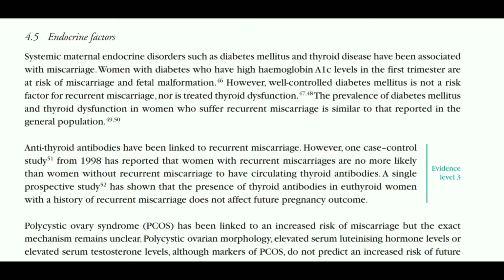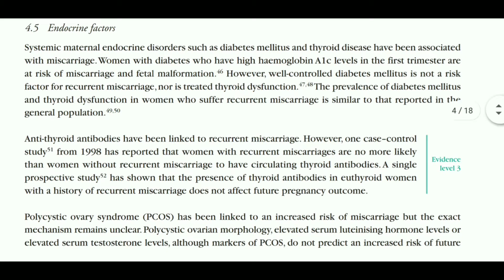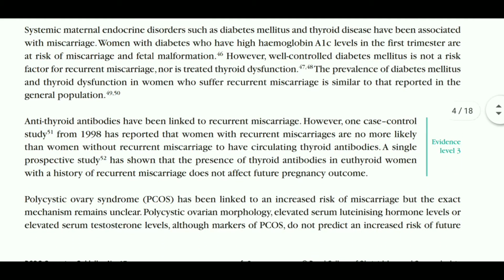Now coming to the role of anti-thyroid antibodies in causing recurrent miscarriage, this small paragraph is about that. Anti-thyroid antibodies have been linked to recurrent miscarriages. However, one case-control study from 1998 reported that women with recurrent miscarriages are no more likely than women without recurrent miscarriages to have circulating thyroid antibodies. And a single prospective study has shown that the presence of anti-thyroid antibodies in euthyroid women with a history of recurrent miscarriages does not affect the future pregnancy outcome.